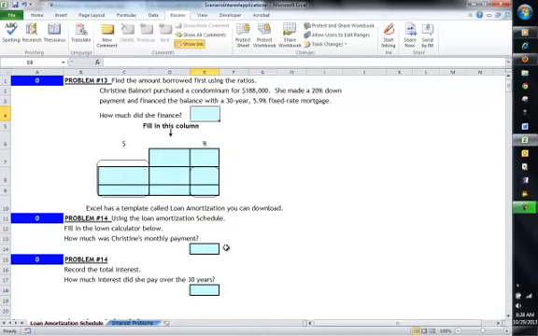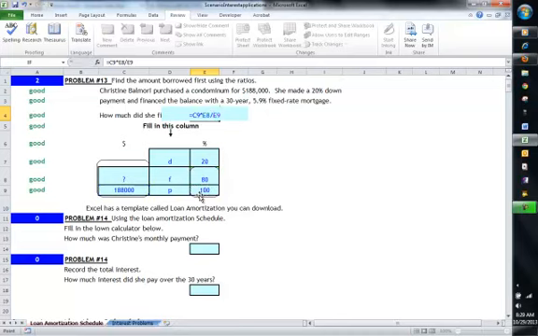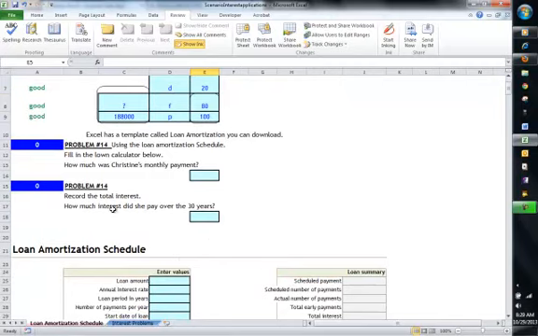Okay, so we know she put 20% down. We want to know how much she financed if she purchased it for 100%. Well, 20% down means that she financed 80%. We want to know how much money that is if she paid $188,000 for the house. So our amount financed is cross multiply: this times the 80% divided by the 100% means she financed $150,400. We put that into the loan amortization schedule.